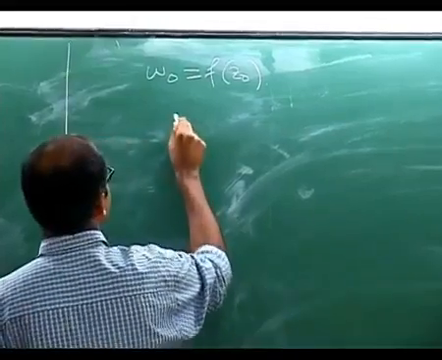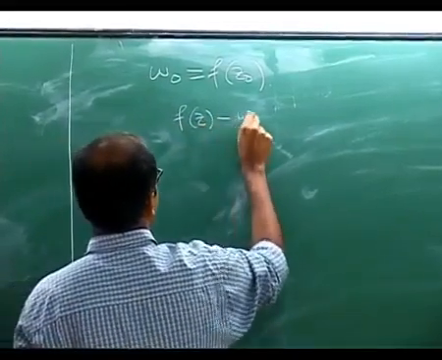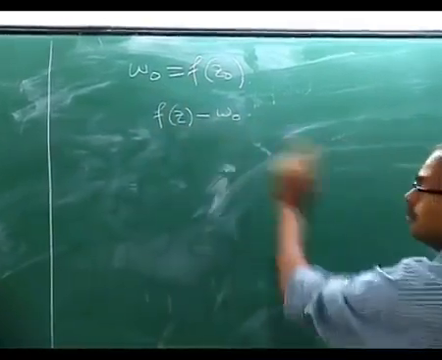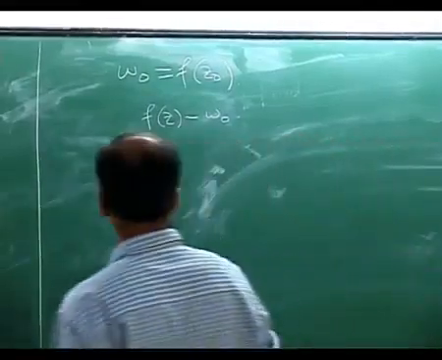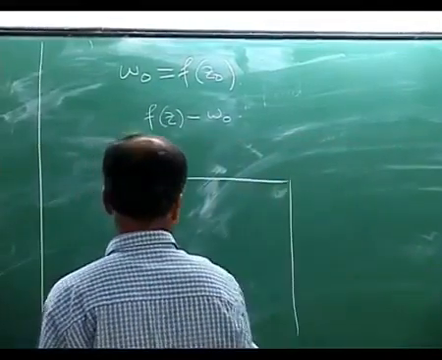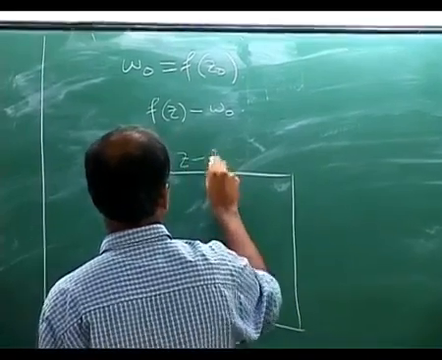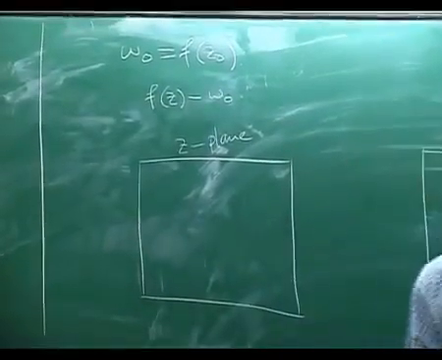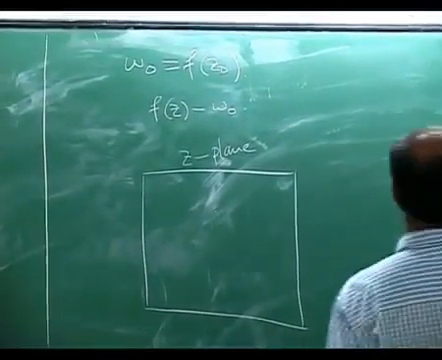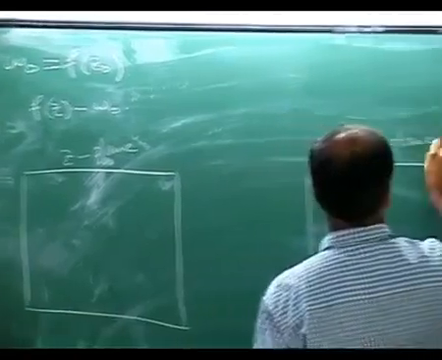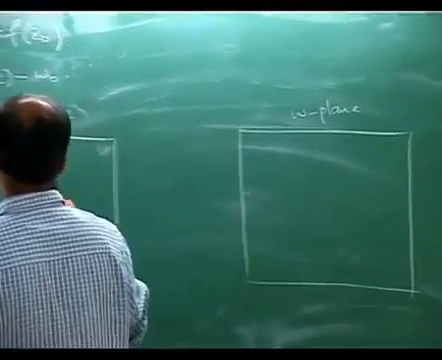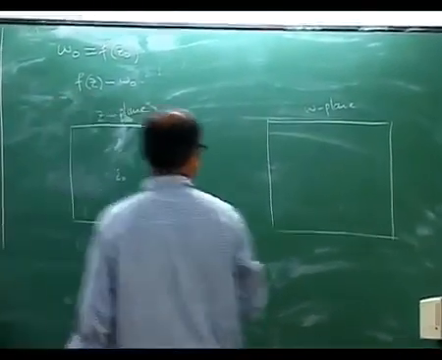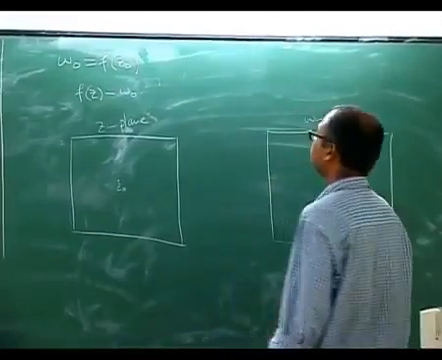Then I look at the function f(z) minus, say, w. So w naught is f(z naught), and I am looking at this function. So let's draw the corresponding planes. Say this is our z plane on which the f function acts, and here is our w plane where the value is. So I have this as my, say, z naught, here is my w naught.